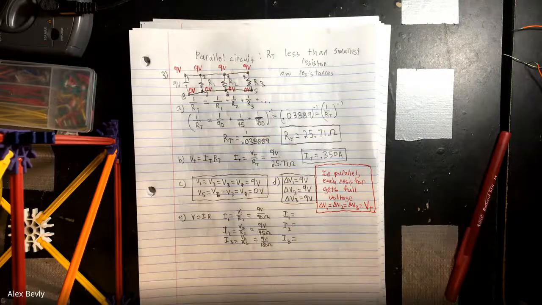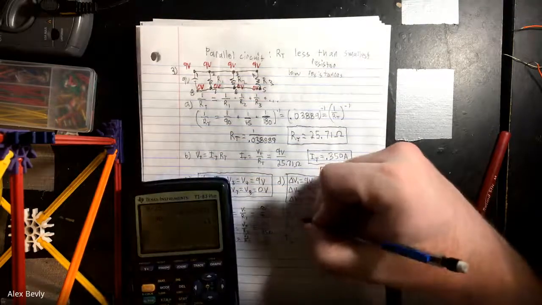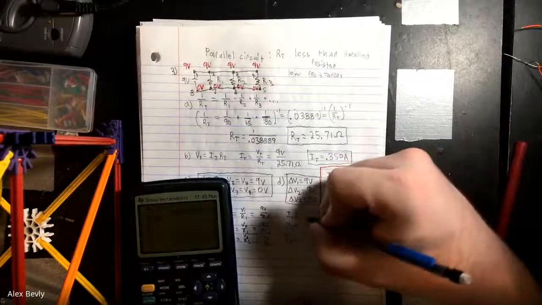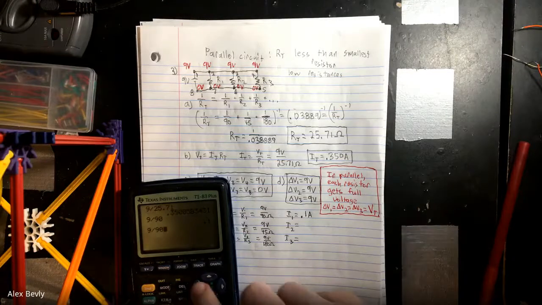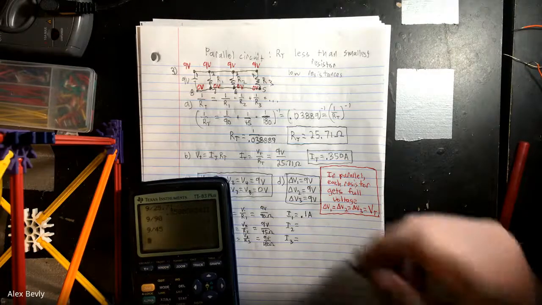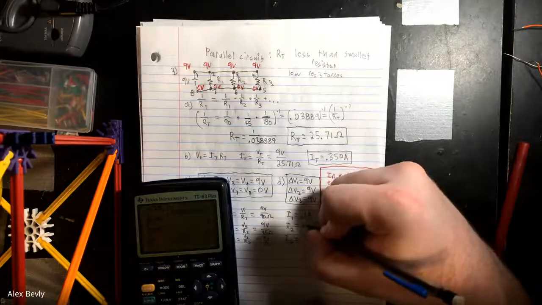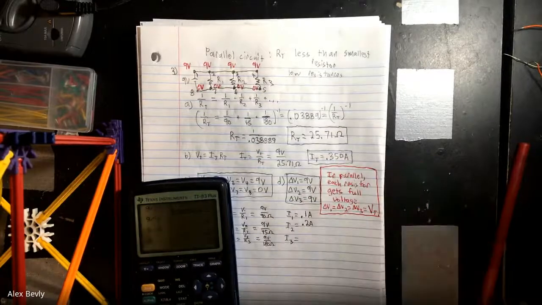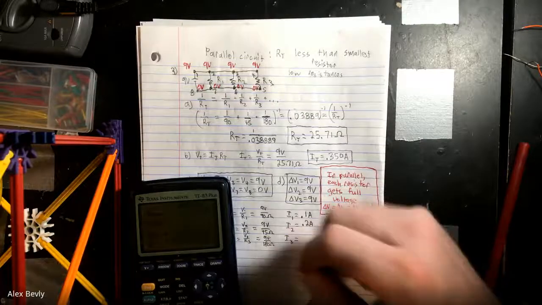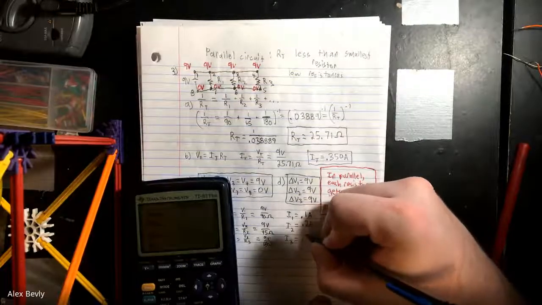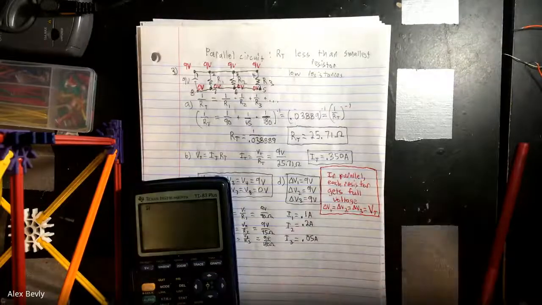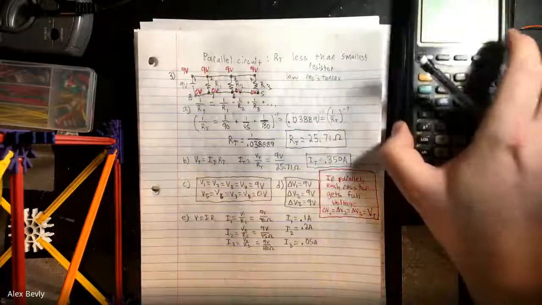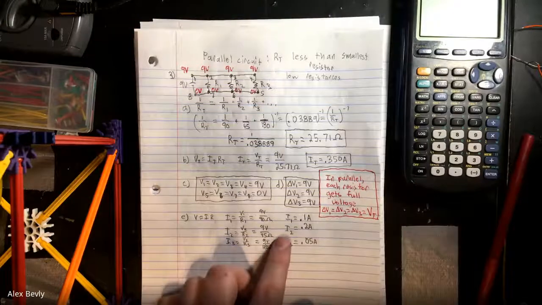Nine divided by 90 should just be 0.1 amps. Nine divided by 45 should just be twice as much, 0.2 amps. And then 9 divided by 180 is 0.05 amps. Which kind of matches what we expect.